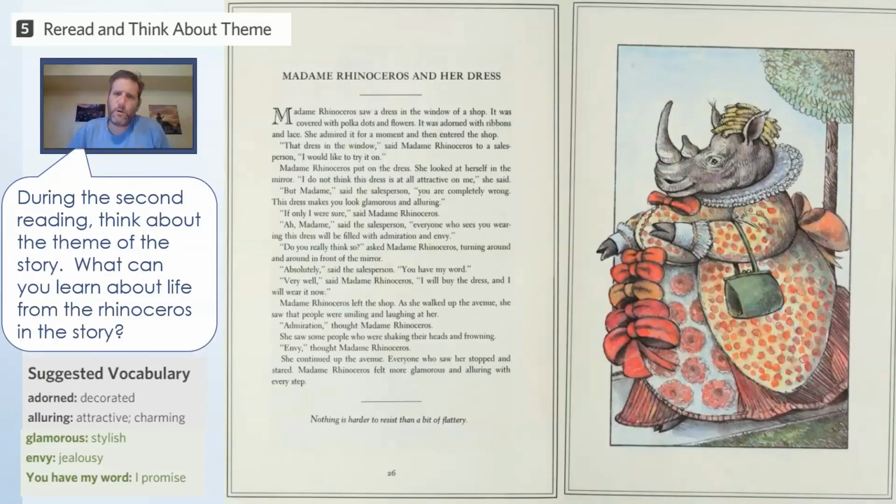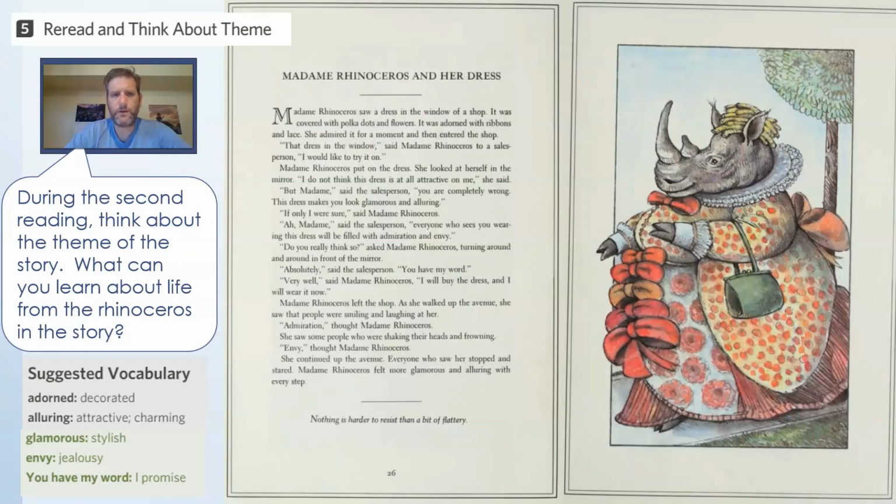Okay, readers, we're going to read this story a second time. Now, this time, I want you to start thinking about the theme that the author is trying to produce. That is, what message or life lesson can we learn from the rhinoceros in this story? Madame Rhinoceros and her dress.